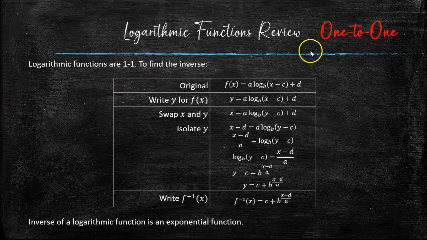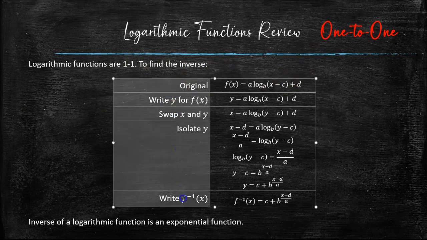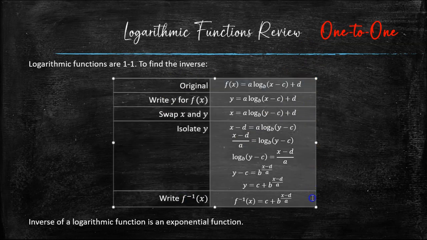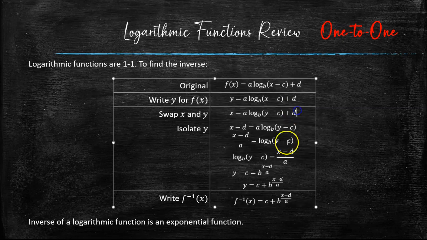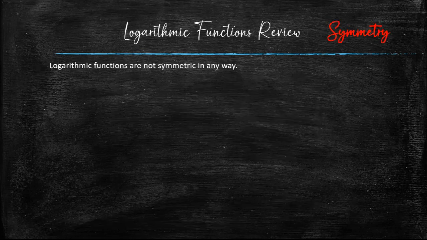Because it is one-to-one, it has an inverse, and you have to be able to find the inverse following this procedure. Here I have an example, but depending on whether it's x minus c or c minus x, sometimes you can have kx minus c here. The point is you just have to be able to solve this equation for y and isolate y to produce the inverse function. Just like logarithmic functions are inverses of exponential functions, exponential functions are inverses of logarithmic functions. So they are related. Now, just like exponential functions, logarithmic functions are not symmetric in any way. So no symmetry at all.